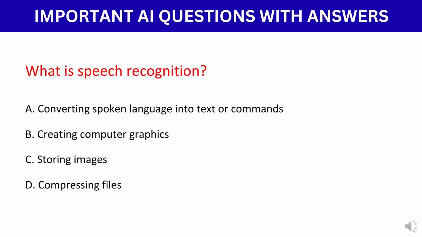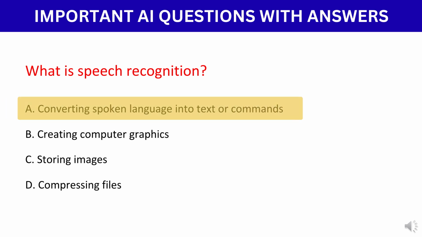Question number 22. What is speech recognition? Option A. Converting spoken language into text or commands. Option B. Creating computer graphics. Option C. Storing images. Option D. Compressing files. The correct answer is option A. Converting spoken language into text or commands.